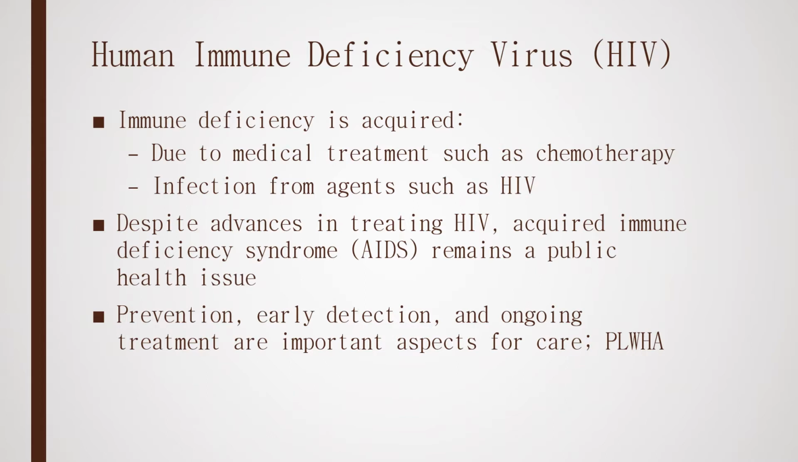Human immunodeficiency virus. First, let me talk about the basic function of the immune system. The basic function of the immune system is to remove foreign antigens such as viruses and bacteria to maintain homeostasis. There are two general types of immunity: natural or innate and acquired or adaptive. Natural immunity or non-specific immunity is present at birth. Acquired or specific immunity develops after birth.